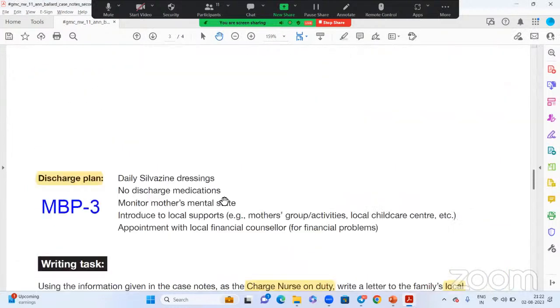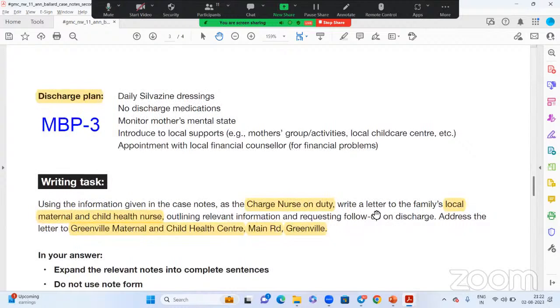Okay, writing task. What is he asking us? He's asking to write a discharge letter here. Upon discharge. See that there? Very clearly. So now, what are you supposed to do here? You're requesting follow-up on discharge, and you have to give daily silvazine dressings, monitor. So regular monitoring.